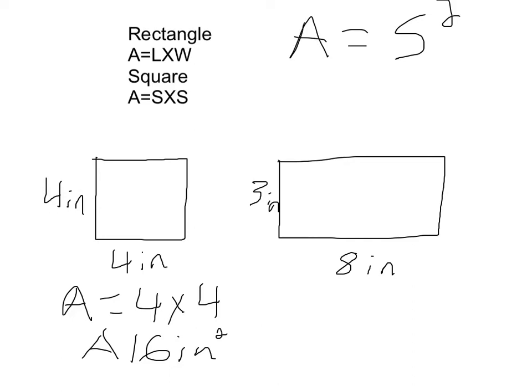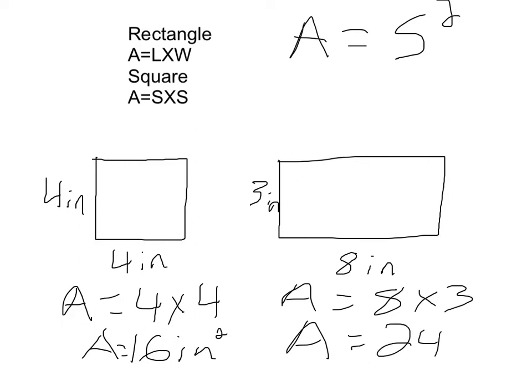Alright, now for the rectangle, it's going to be the same thing, except we're going to have to plug in our length and width. So we're going to start off, again, writing our formula. We're going to start with area equals, because that's what we need to know. And we know our length is 8 inches, and we're going to multiply that by our width, which is 3 inches, and 3 times 8 is 24, so area is going to equal 24 inches squared.